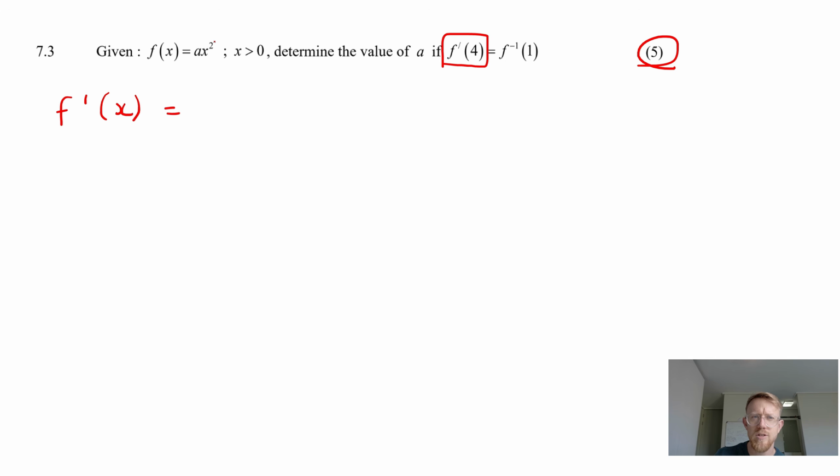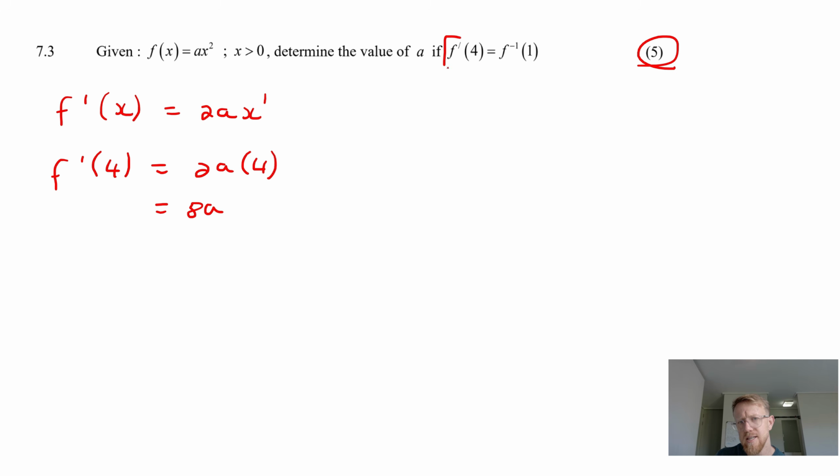So to take the first derivative, you just multiply the 2 into the front, so it becomes 2a. You then subtract 1 from there, so it'll just become x to the 1. Then they said that if you plug an x value of 4 into that, so let's plug an x value of 4 into that, then that'll just become 8a. Okay, so this part here is equal to 8a. Now let's work out this part. So they want us to take the inverse and then plug in x equals 1.